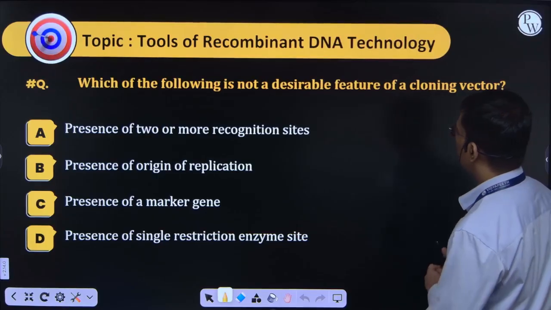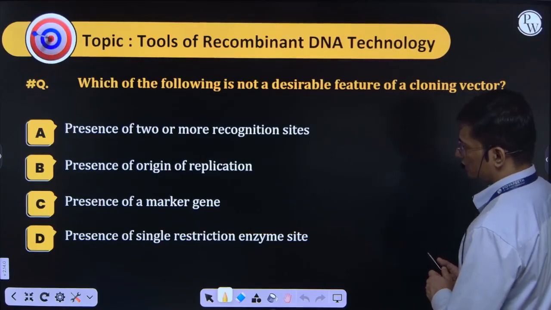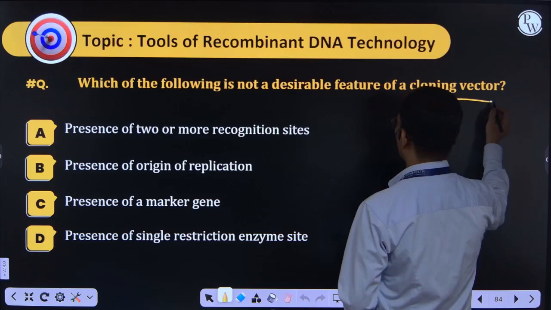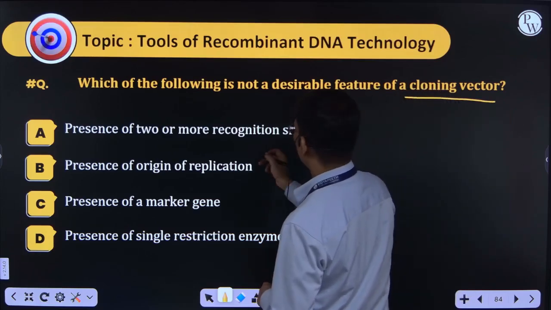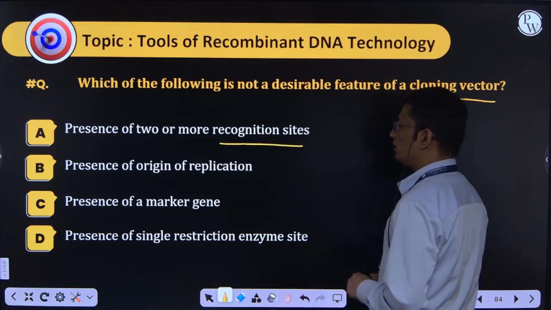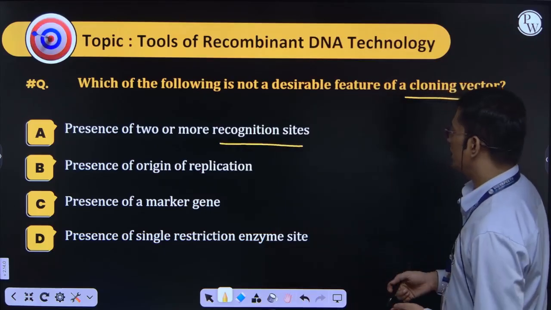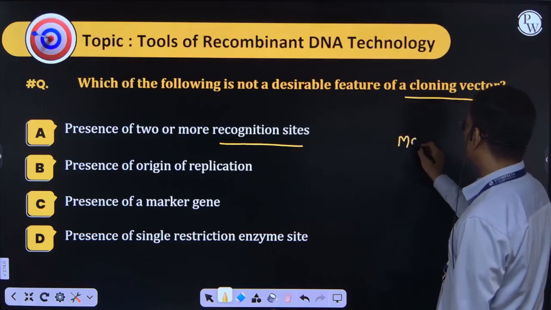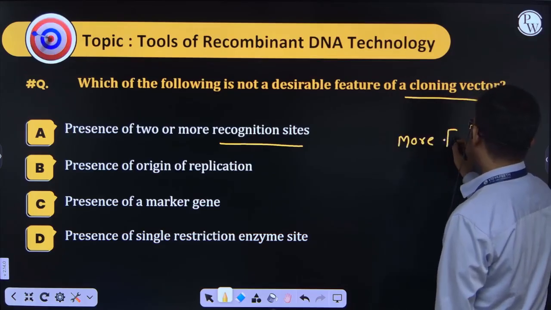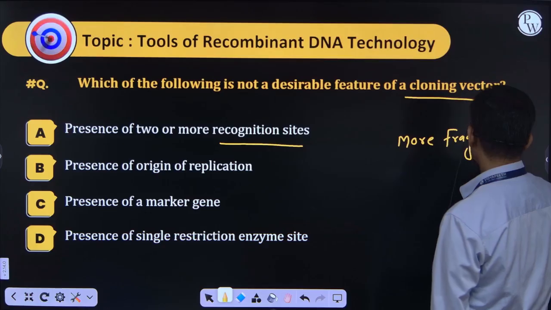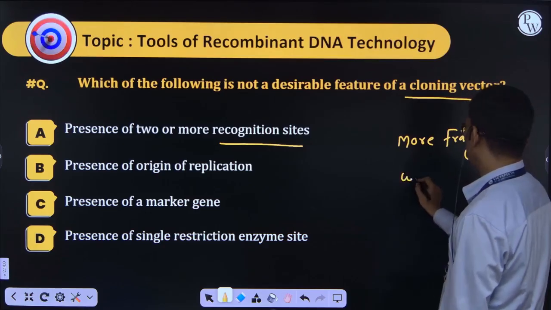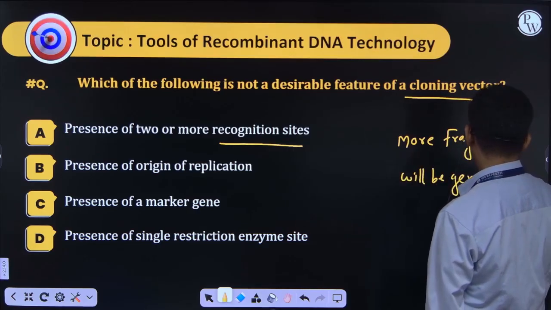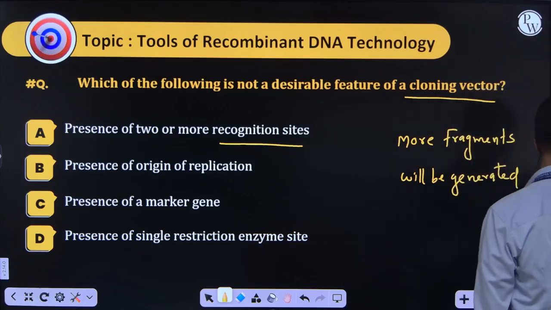Which of the following is not a desirable feature of a cloning vector? If the cloning vector has more than two or three recognition sites for a particular enzyme, then it will complicate things. We will get a lot of fragments. More fragments will be generated. This is the complication. If more fragments are generated, it will complicate the cloning process.